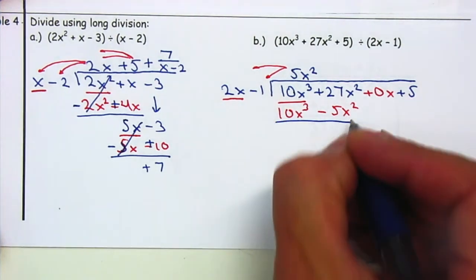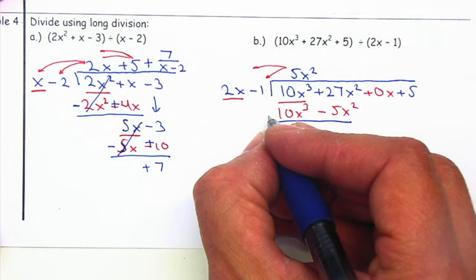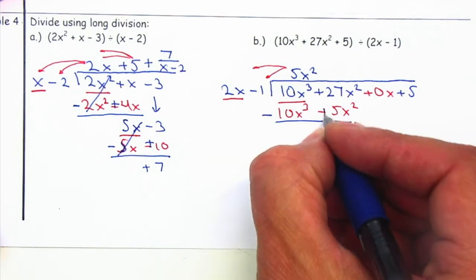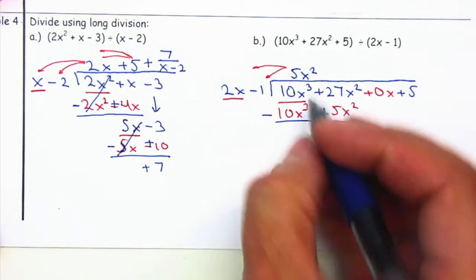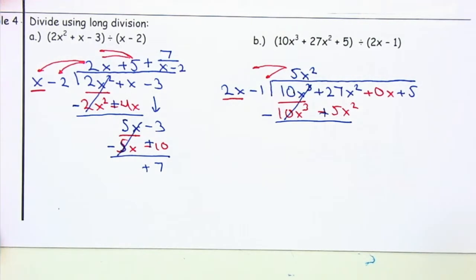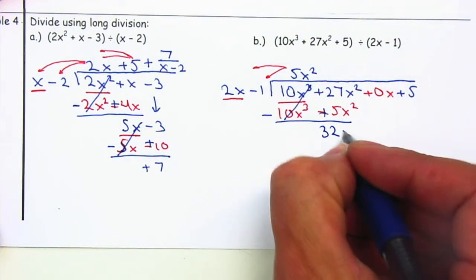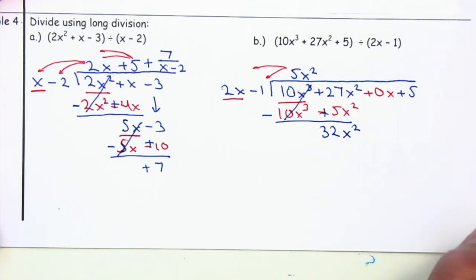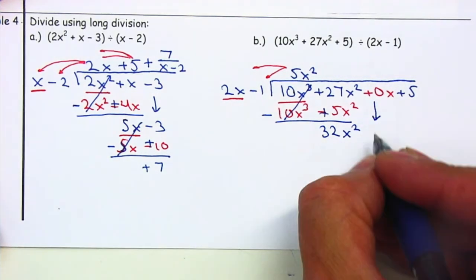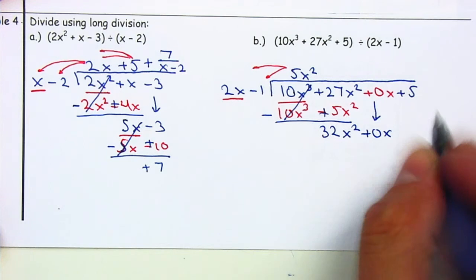Next, I'm going to change the sign. Don't forget to change the sign of both. This is a positive, becomes a negative. This is a negative, becomes a positive. This will always cancel out. Now I add 27x squared plus 5x squared will be 32x squared. And I bring down the next number, which is plus 0x.